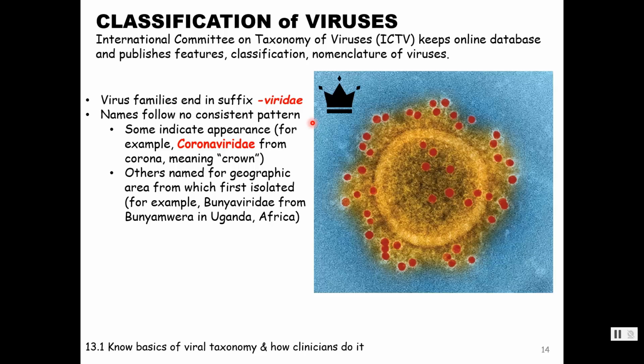Sometimes they're named for how they look. So Coronaviridae, the corona means crown, and yes, this is SARS right here. And when they looked at the electron micrograph, they thought it looked like a crown. Other types of viruses, like Bunyaviridae, are named from where they first originated. So Bunyamwera, that was something I had to practice. But there really isn't a method to the madness, if you will.